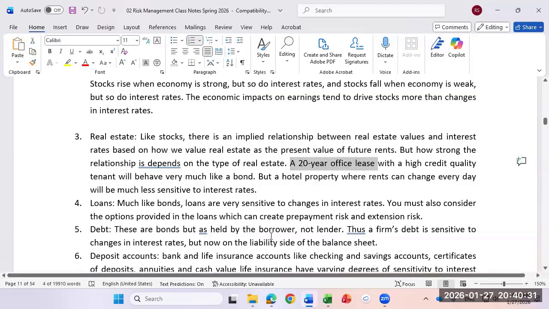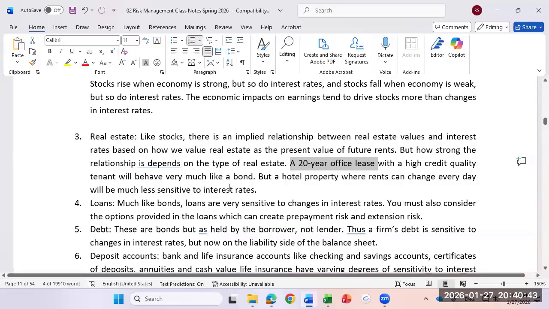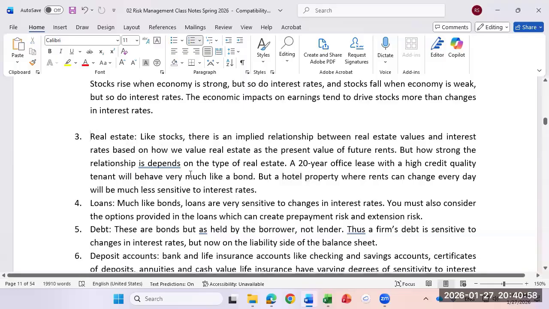If you have a 20-year lease with a really high quality tenant, that looks a lot like a bond. They're going to pay you rent every month for 20 years. That looks like a bond. It's fixed income for 20 years. But if you have a hotel property, you can change your rents every night. That one looks like a short-term, like a money market account. You can change your rates every day. So real estate has different durations depending on the kind of contract you have.